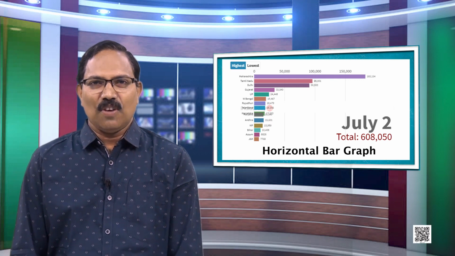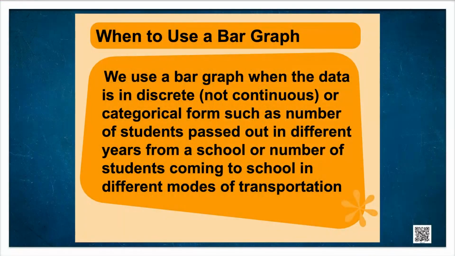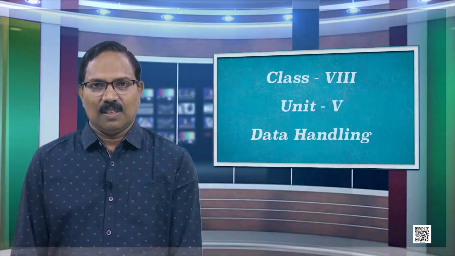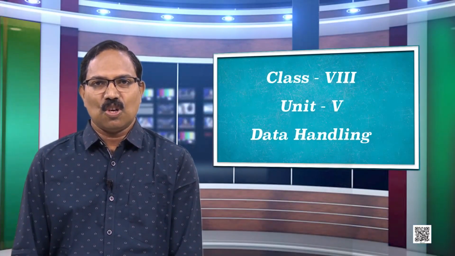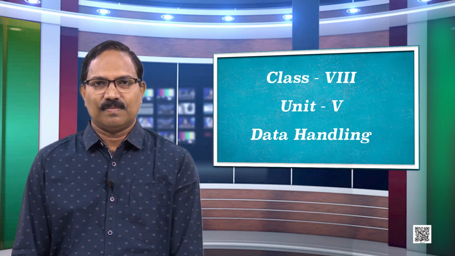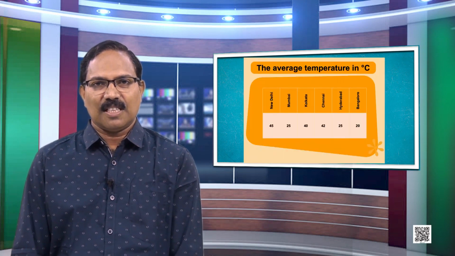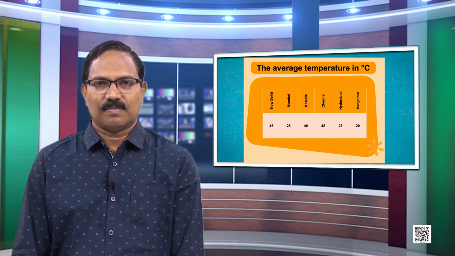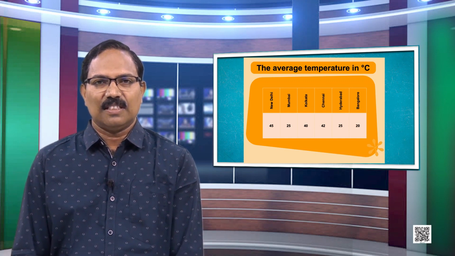Students, do you know when we use a bar graph? We use a bar graph when the data is in discrete or categorical form, such as the number of students passed out in different years from a school, or the number of students coming to school in different modes of transportation. Students, do you know how to draw a bar graph? Okay, let us take an example. Look into the data given in the table.